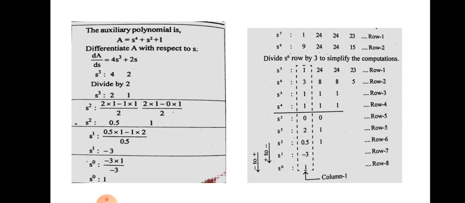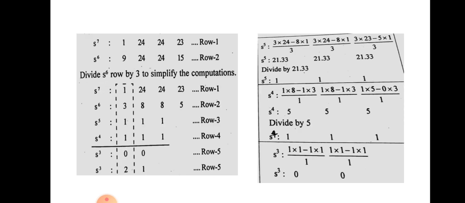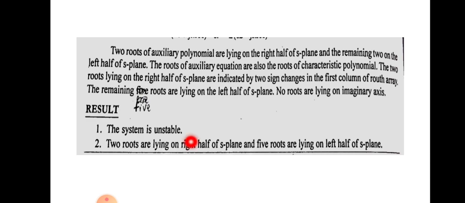For the instability case, roots will be lying on the right half of the S-plane. So two roots are lying on the right half of the S-plane, and here the equation has 7 powers. That means 7 roots will be there. So apart from the two roots, 5 roots will be lying on the left half of the S-plane, and from the roots you can see that no roots will be lying on the imaginary axis. So the system is unstable, two roots are lying on the right half of the S-plane, the remaining 5 roots are lying on the left half of the S-plane, and no roots are lying on the imaginary axis. So that is the solution.